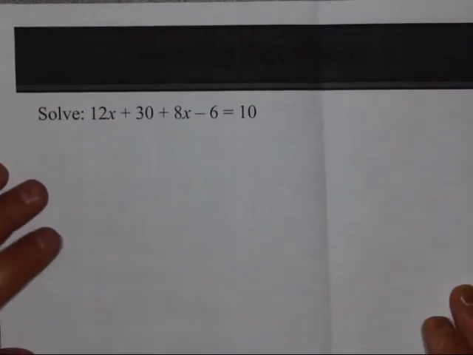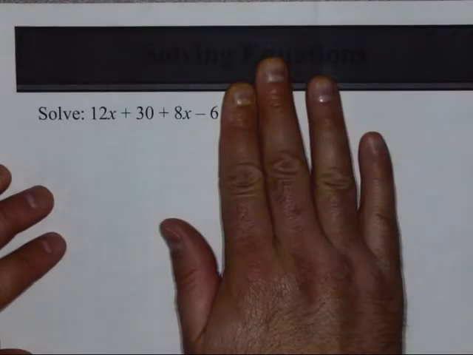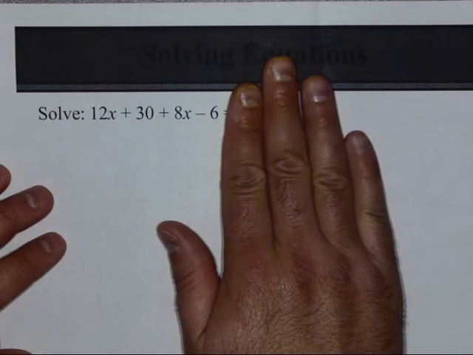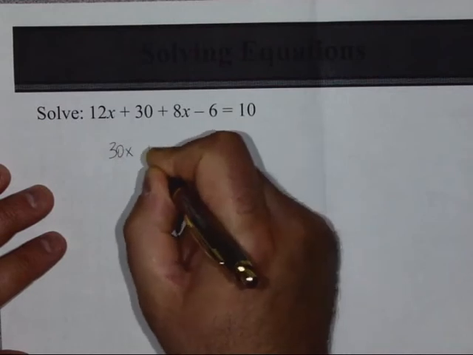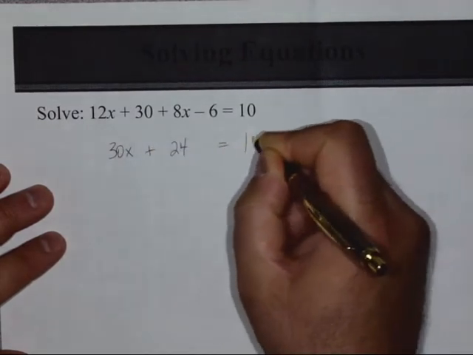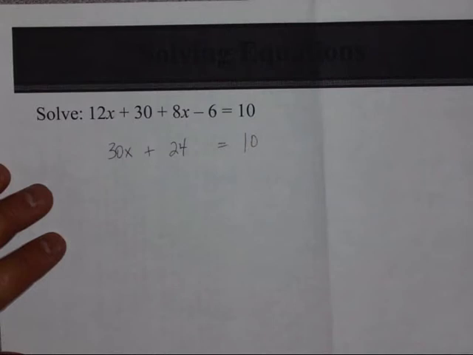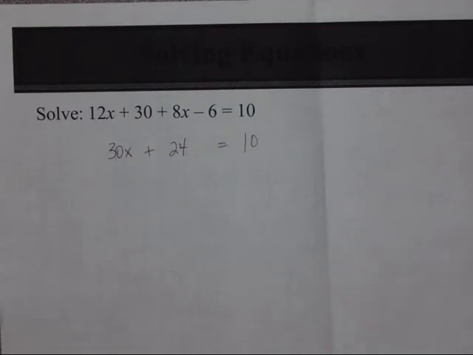Once again, remember to simplify first. Notice I've got a lot of simplifying here. I've got like terms of 12x and 8x, which gives me 20x, and then 30 minus 6 gives me 24. So I get 30x plus 24 equals 10. Now I can start the solving process. I want to work to isolate x. If you have adding and subtracting inverses and multiplying and dividing inverses in the same problem like this one, work with the adding and subtracting first. Always do those inverses first.